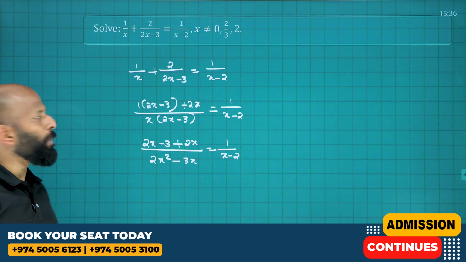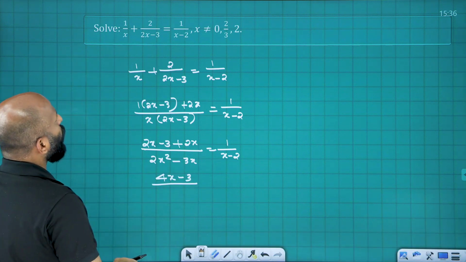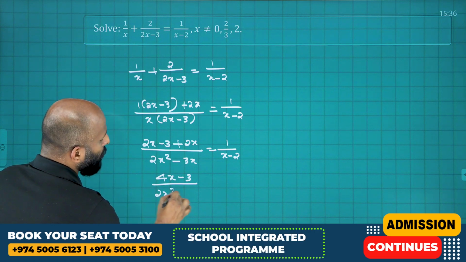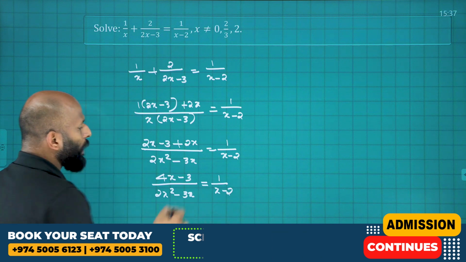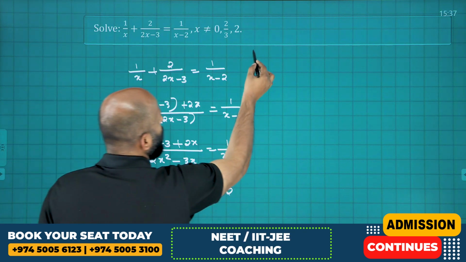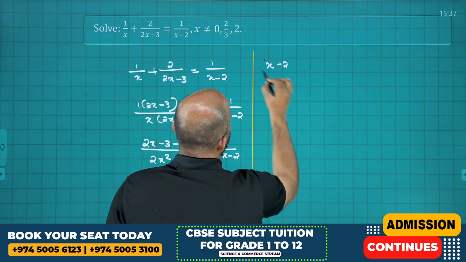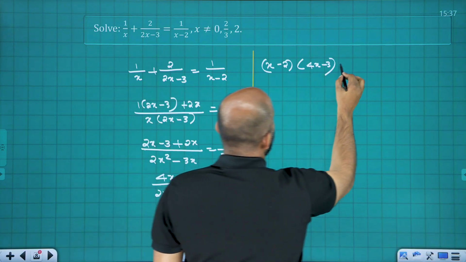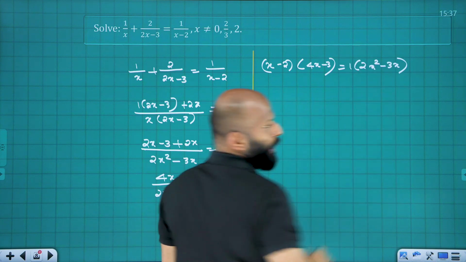So 2x plus 2x becomes 4x. 4x minus 3 divided by 2x square minus 3x is equal to 1 by x minus 2. Now we can cross multiply. When we cross multiply, we get x minus 2 into 4x minus 3 is equal to 1 into 2x square minus 3x.